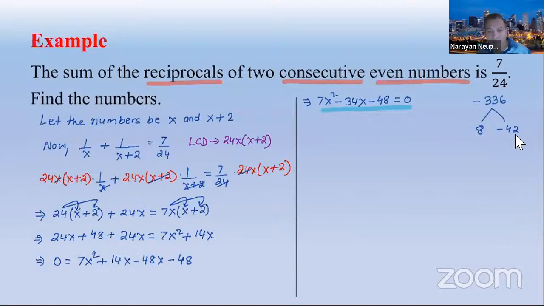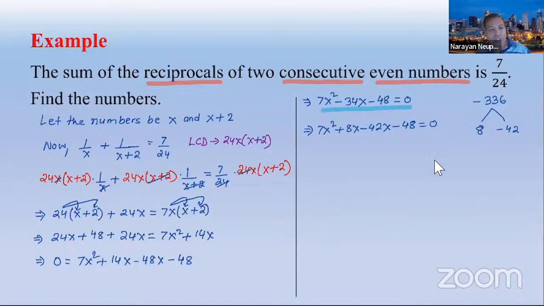If you remember the factoring process, in the next step, instead of this negative 34x, look at the screen, we'll write 8x minus 42x. That will be negative 34x. That's how we do the factoring. So we'll write 7x squared plus 8x minus 42x minus 48 equal to 0. That was the factoring technique from the first day of quadratic equations.